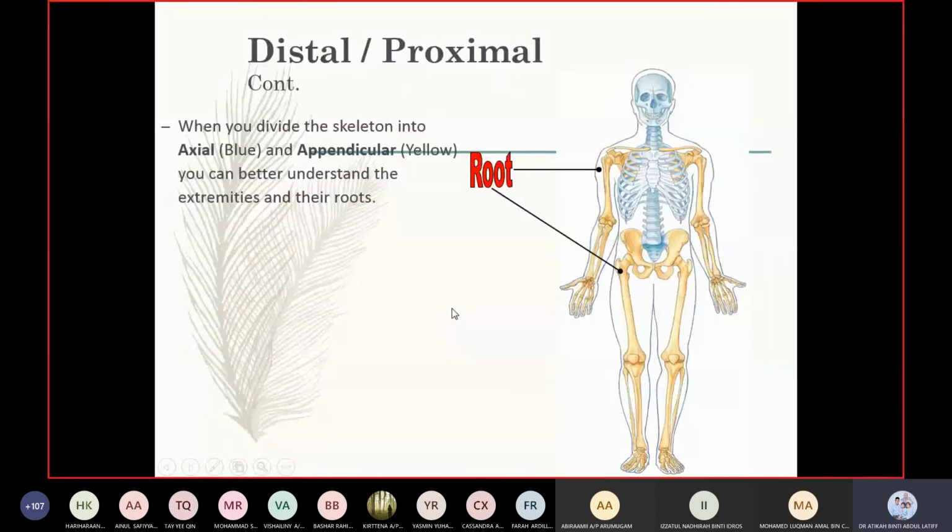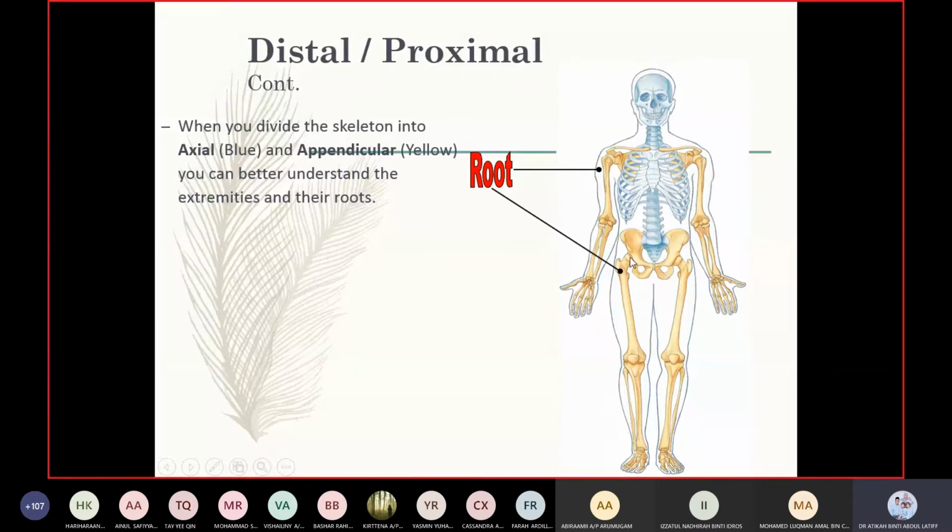Here it's showing you the root for the lower limb, and this is the root of the upper limb. For example, here you have your radius and ulna, and this is your humerus. You can describe the radius and ulna as more distal to the humerus, because they are further away from the root, and the humerus is more proximal to the radius and ulna because it is closer to the root.